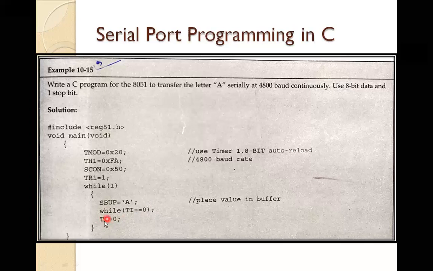So if you have to transfer this letter A continuously, then we have to clear TI, TI = 0; and it is a closing bracket. And for the main program it is a closing bracket. Through this we are transmitting the letter A continuously at the baud rate of 4800, using 8-bit data framing and the auto reloading process.